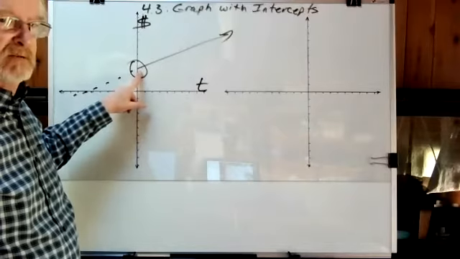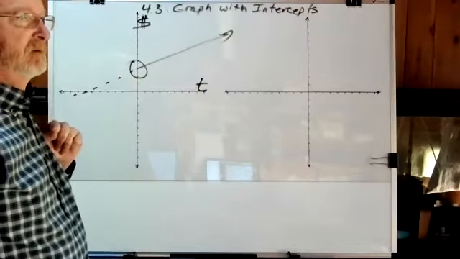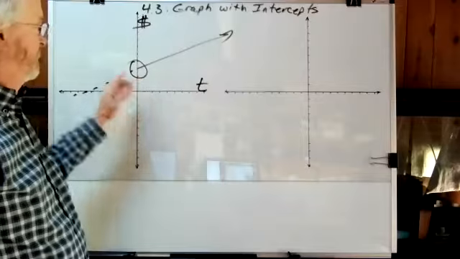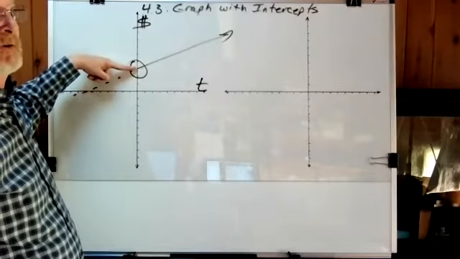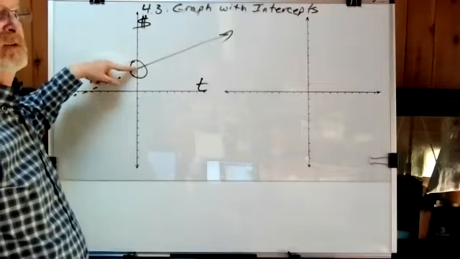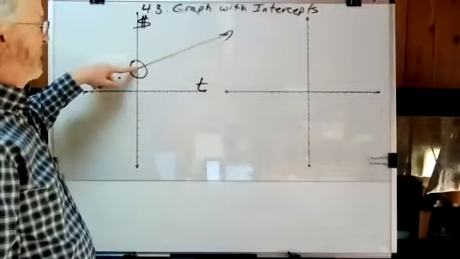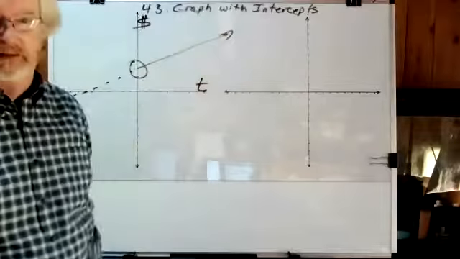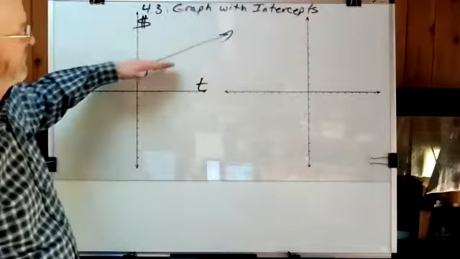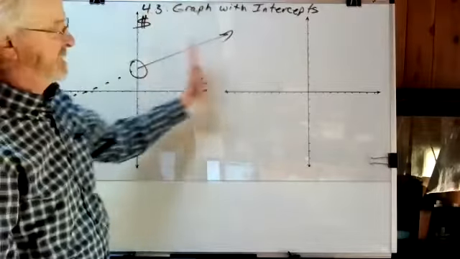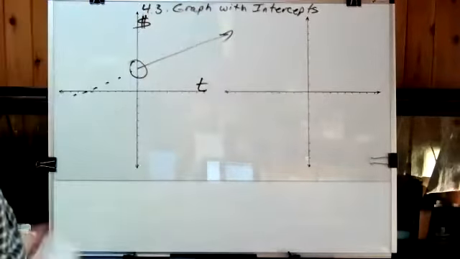Any brave souls out there? I started with that much. That was the starting amount of my investment, was what this intercept represents. And then with any luck, like I say, it went uphill from there. It gained value over time.